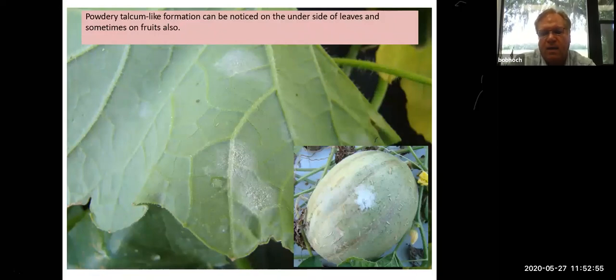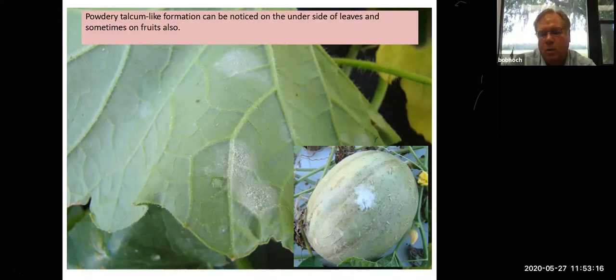You want to try to give the plant plenty of air space around the plant. If you pack them in there, it's going to be harder for you to manage this. There's a lot of home remedies that are not labeled, not necessarily recommended by us, things that include baking soda and milk and other kinds of remedies.